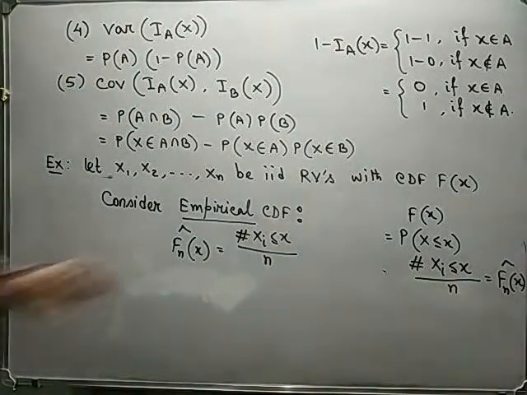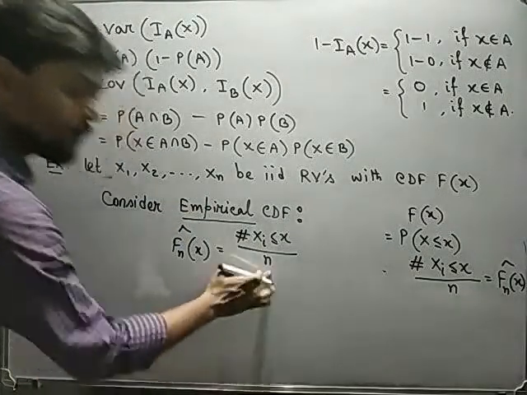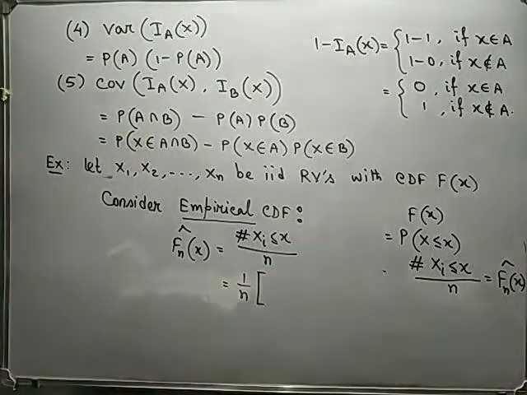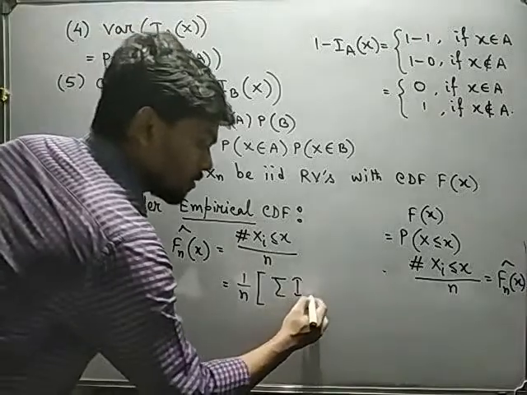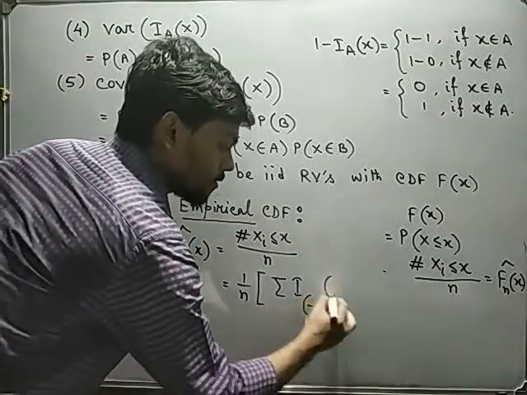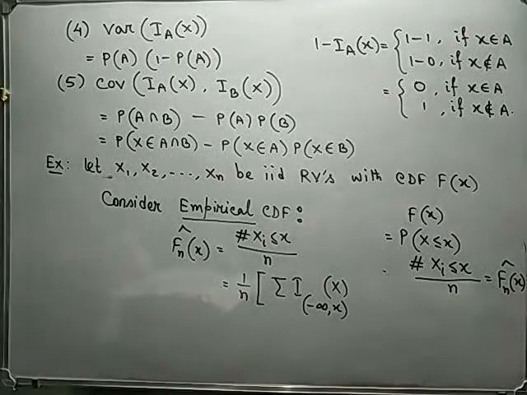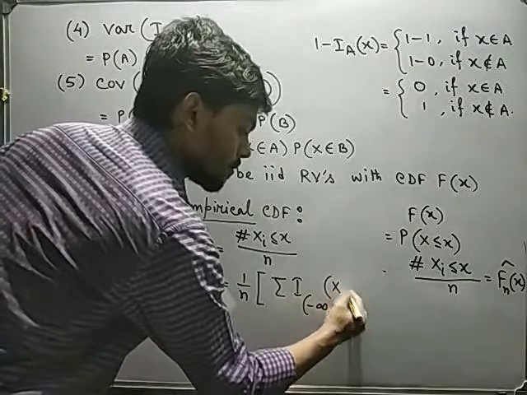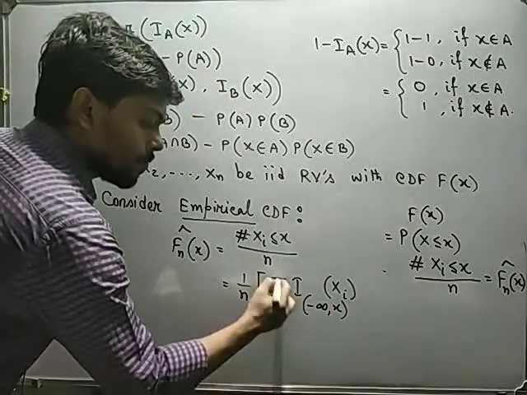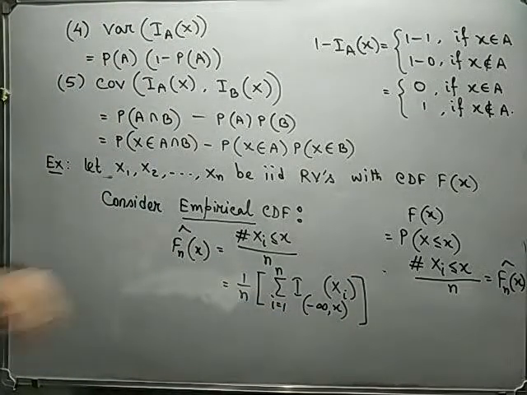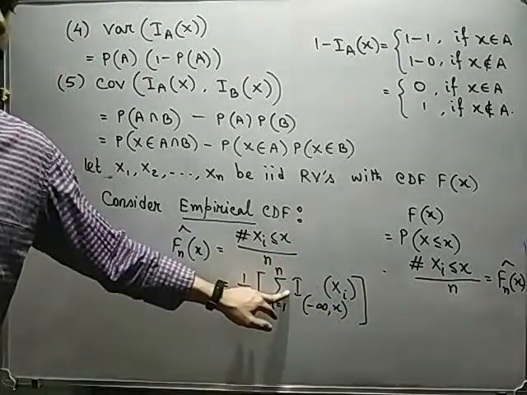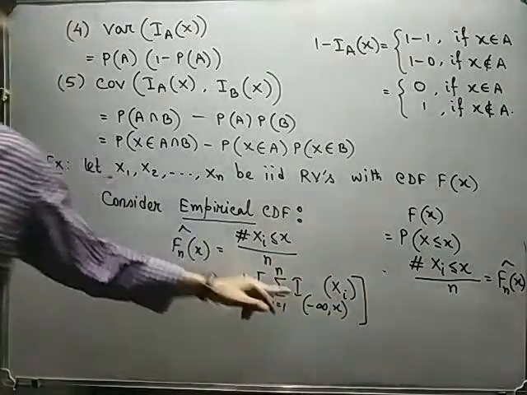Now we can define this as 1 by n, then within brackets the summation of the indicator function from -infinity to x, let's denote it by capital Xi, with i running from 1 to n. Now what does this mean? We have defined an indicator variable. So this is basically my indicator variable.